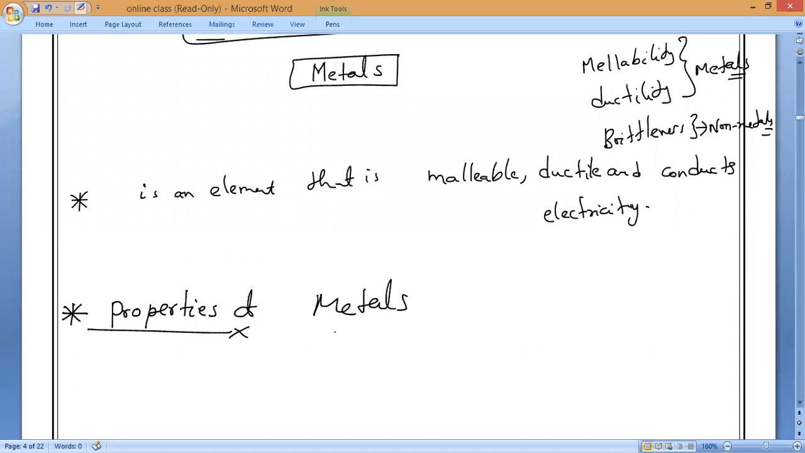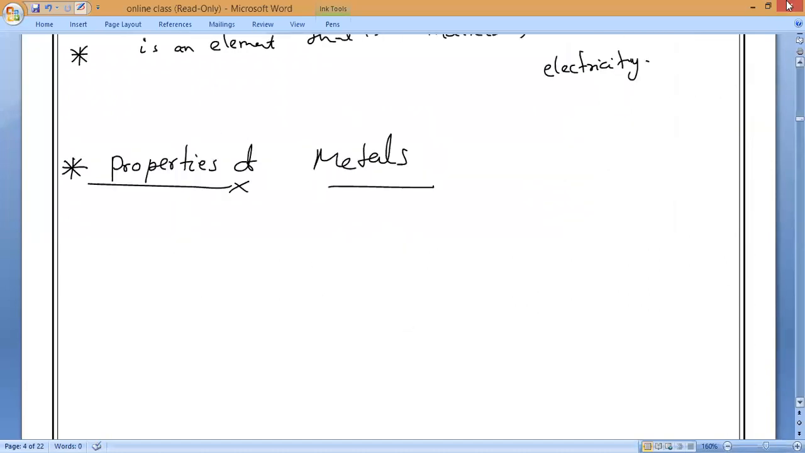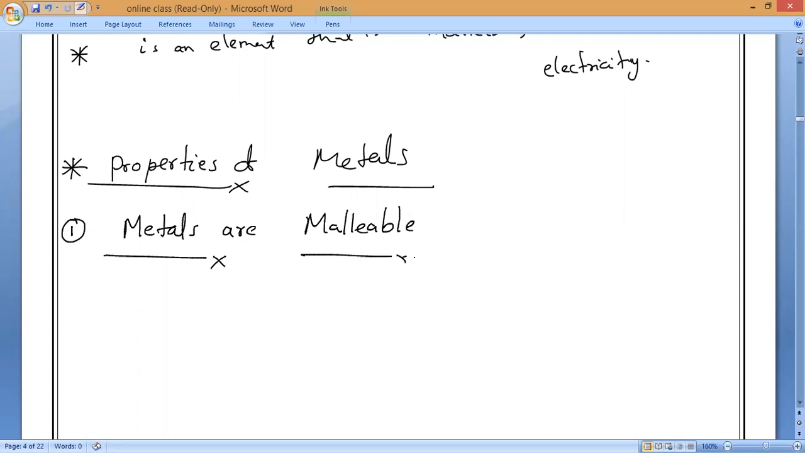Properties of metals. You all already know two properties. Anybody can tell me, what are they? First property: metals are what? We already studied three words in that first one. Metals are malleable. Write it. What do you mean by malleability? That property is called malleability. What is the meaning of that?